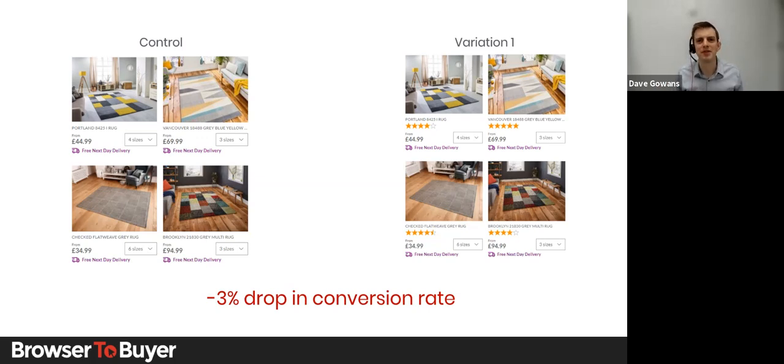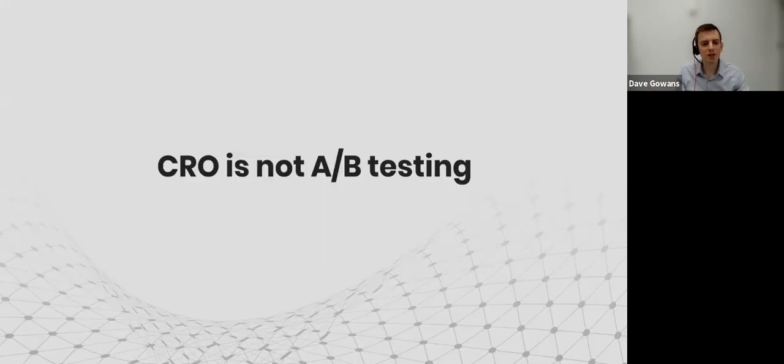So there's a couple of examples there, and that shows obviously the value of A/B testing, the value of conversion optimization, the value of doing this research on websites. But what I want to talk about now is actually a myth about conversion optimization, and then to talk about what good conversion optimization really is. So conversion optimization, CRO, is not just A/B testing.